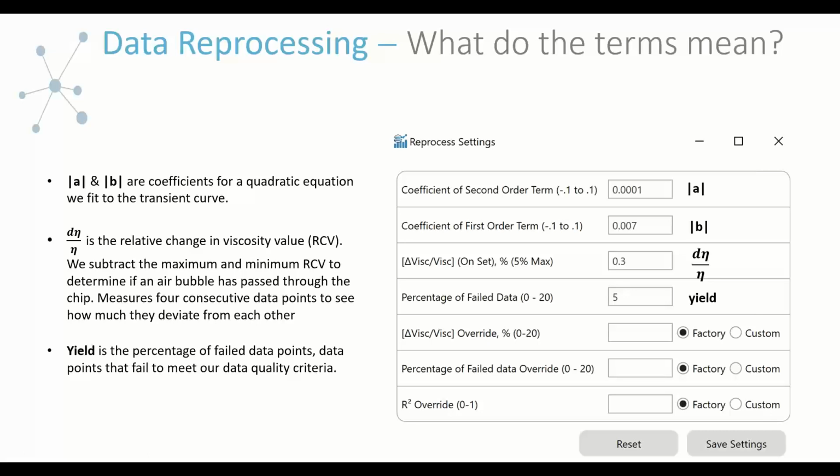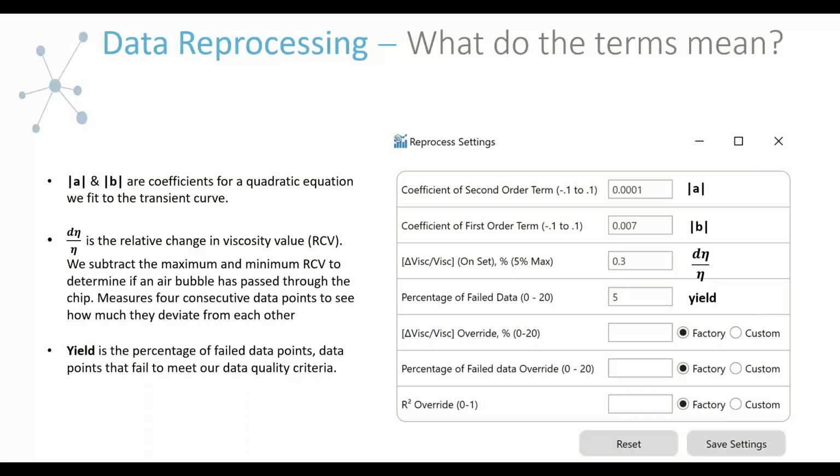And if I still want to accept that data, I will change both the yield and this percentage of failed data points, both of them, to the same number. So 10%, 10%, or 20%, 20%. And if it still fails at that point, then I typically deem it bad quality data. I'm not going to accept it.